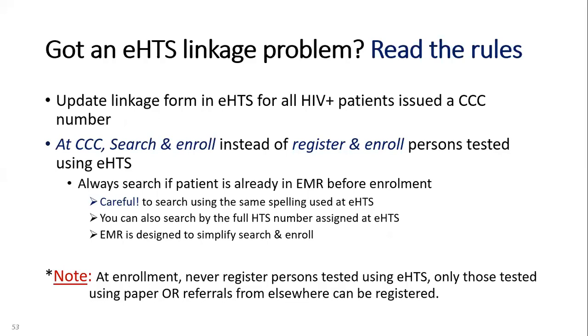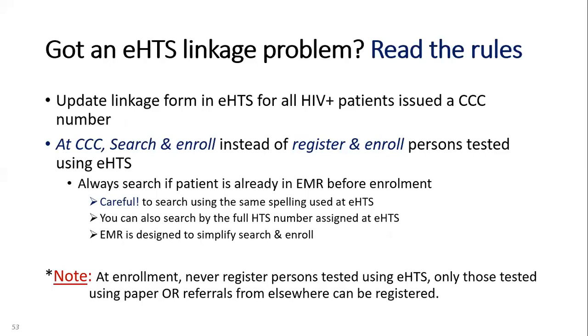Next. If you have a linkage problem, you just need to remember the rules that have been said in the presentation we have gone through. Every time an individual is enrolled to care, go back and update their linkage form with the correct CCC number that the person has been allocated in the app. The linkage form is usually available in the mobile application for testing, but enrollment is done in the EMR. So after the CCC number has been issued, it's important to copy that CCC number as it is and capture it in the linkage form in the mobile app.